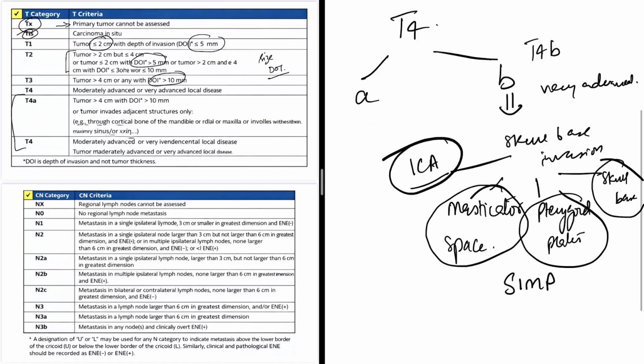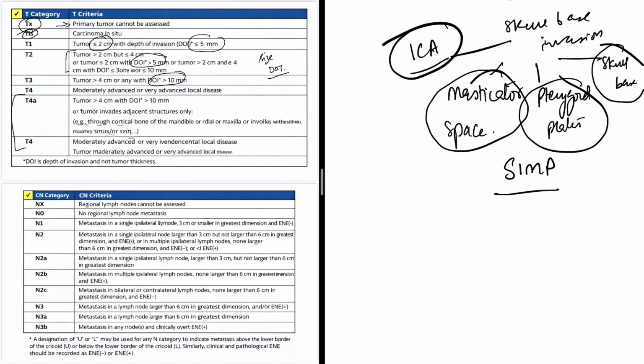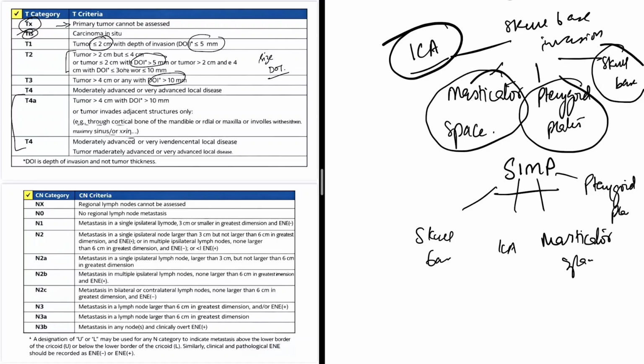Let's remember it with a mnemonic, SIMP. T4B is SIMP. Skull base, ICA, masticator space, and pterygoid plates. Okay.